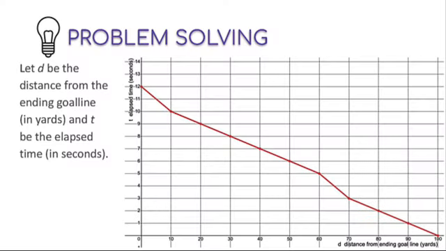Let D be the distance from the ending goal line in yards, and T be the elapsed time in seconds. We label the horizontal axis as distance from the ending goal line and the vertical axis as elapsed time. We know that when he's 100 yards away from the ending goal line, the time is 0, and we plot that point. As the distance to the goal line becomes smaller, from 100 to 90 to 80 and so forth, the time progresses up to 12 seconds when he crosses the ending goal line.